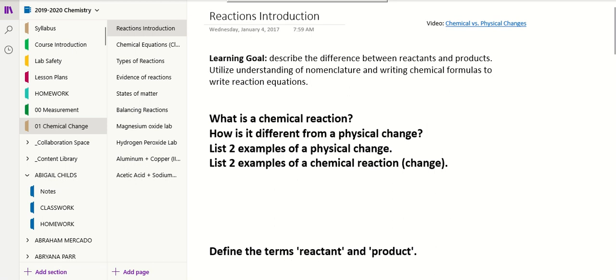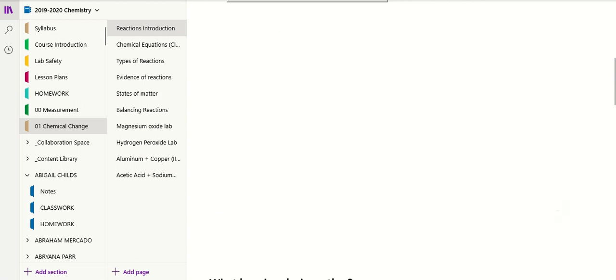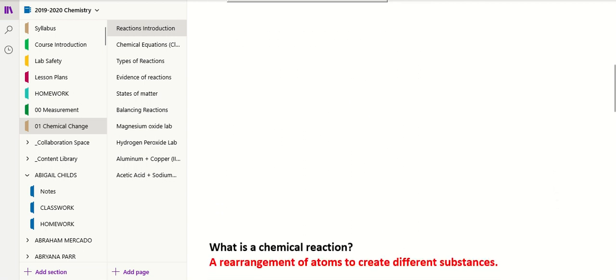Okay, so what is a chemical reaction? Anybody have a definition? How about this one? A rearrangement of atoms to create different substances. So, you start out with compounds on your reactant side, rearrange the atoms, and you get different substances on your product side.